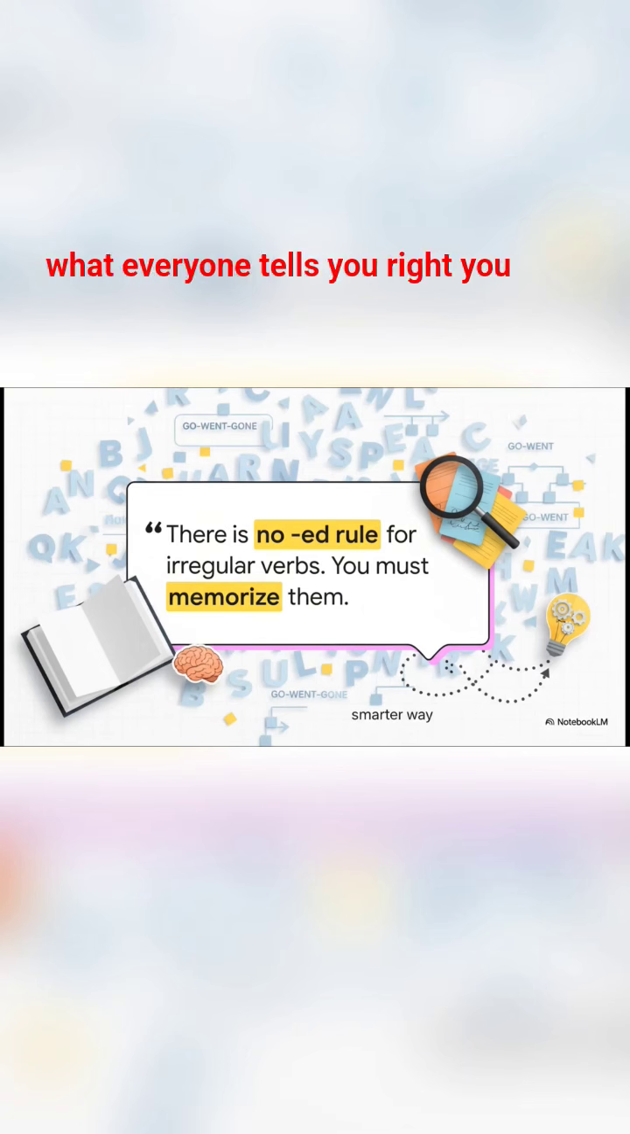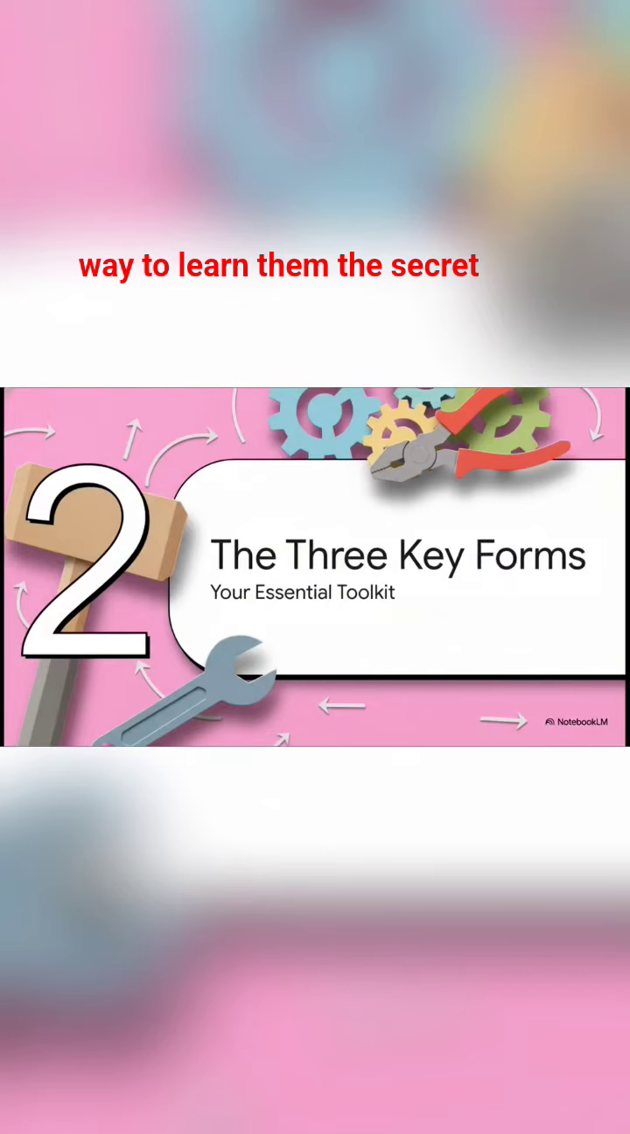But on the right, well, that's where the rule breakers do their own thing. Go doesn't become goed, it totally transforms into went. Okay, and this is what everyone tells you, right? You just have to memorize them. And honestly, that sounds awful. Like you have to learn this huge, random list. But what if I told you there's a pattern hidden in all that chaos? A much smarter way to learn them. The secret really starts with this one key idea.